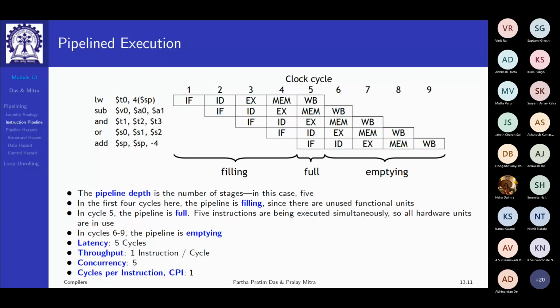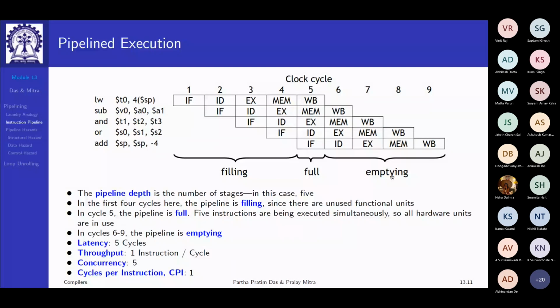Now, similar to the laundry, you can see that if I have 5 or more instructions, then I will reach a stage in the 5th cycle first where I have the whole pipeline full. That is, all units of the pipeline from instruction fetch to write back are working. So I have a full pipeline, and the longer this full part is, the better the throughput. What I have before that is the filling part of the pipeline, and what I have after that is the emptying part of the pipeline.